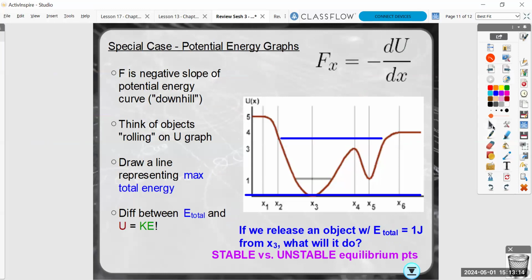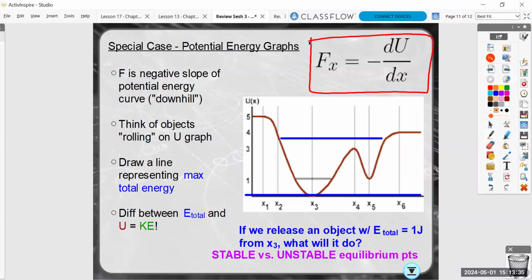One thing that comes up sometimes, and we had this on the exam that we took, are potential energy graphs. It's one of those little pocket topics that will definitely come up from time to time. The most important equation for those potential energy graphs to remember is that your force is the negative derivative of your potential energy function.